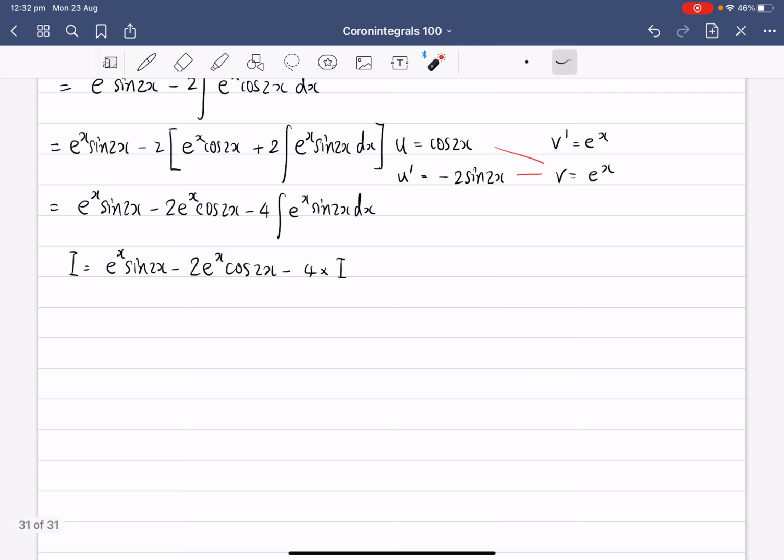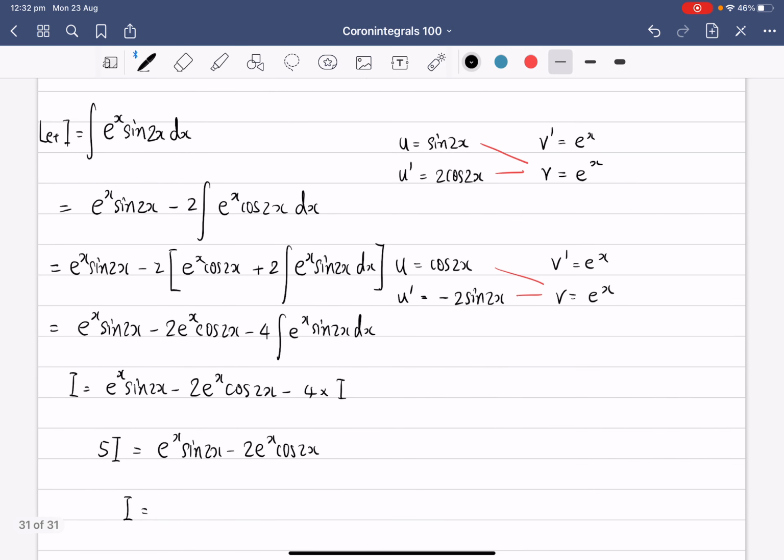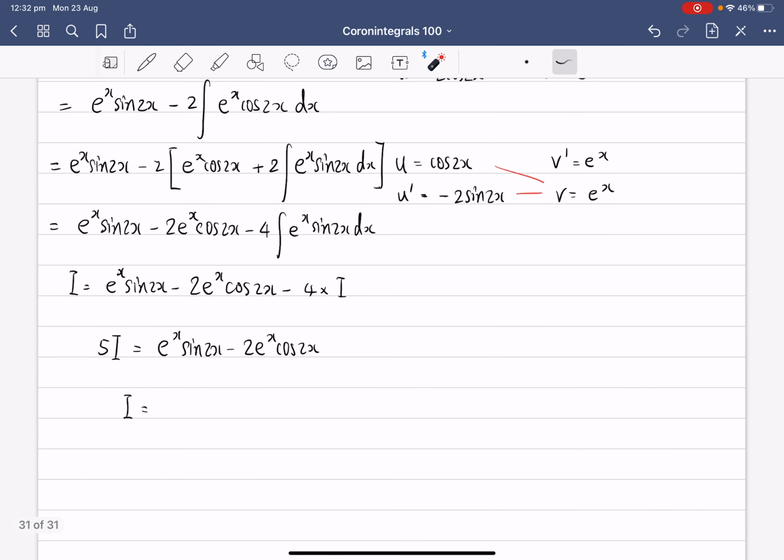So what we can do now is move that 4 times I to the left-hand side, so you end up with 5I equals e to the power of x sine 2x minus 2e to the power of x cosine 2x. Alright, and in order for us to find the I, which is the original question, you move the 5 over, so that gives you 1 over 5 bracket e to the power of x sine 2x minus 2e to the power of x cosine 2x plus c at the end. Alright, and that becomes the final answer to the question here. So I probably need to have a plus c here as well at the end.